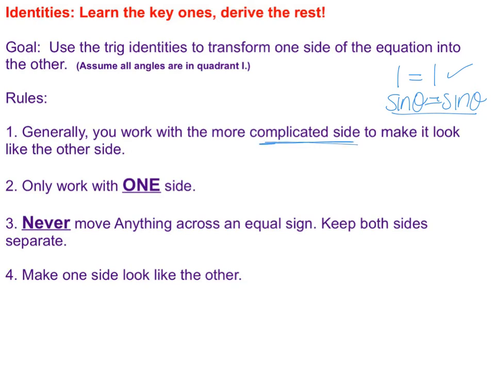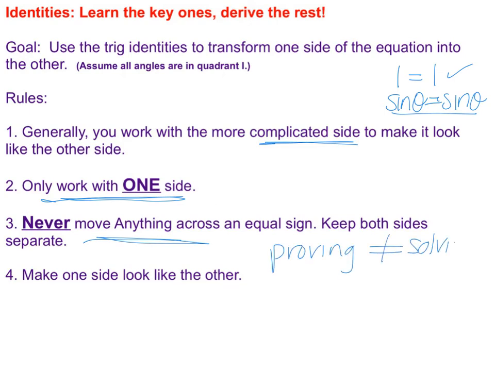So generally you're going to work with a more complicated side. So if you have something equal to 1, you're not going to work with the 1, you're going to work with the other side. You're only going to work with one side. And you're never going to move anything across an equal sign. Proving an identity and solving equations, 2 different things. Okay? So proving does not equal solving. All right, for solving you get x equals 3. For proving you would get x equals x. Okay? So you're trying to make one side look like the other.